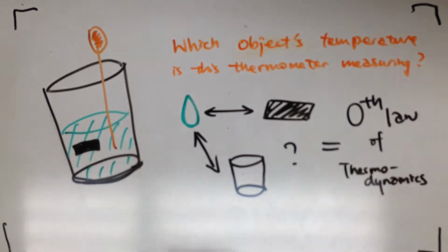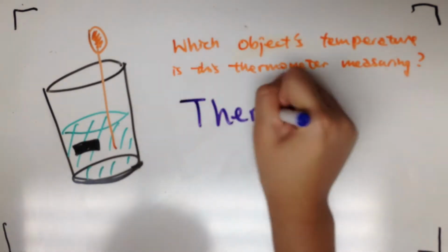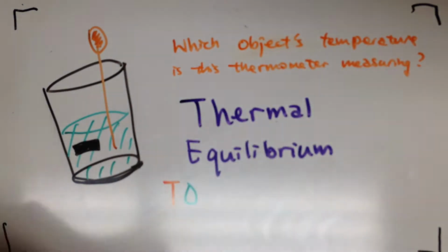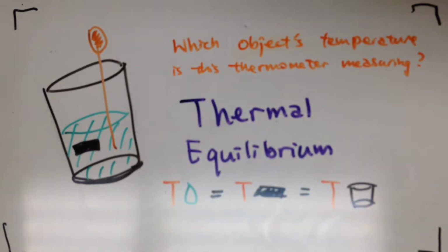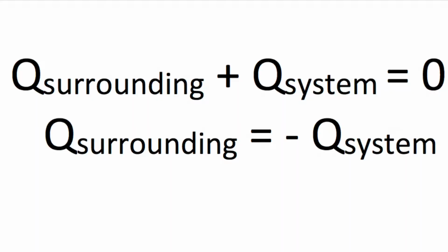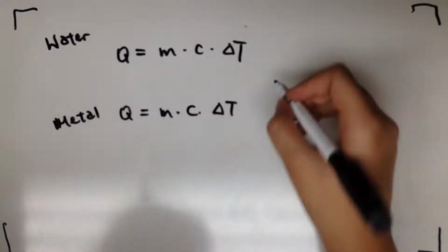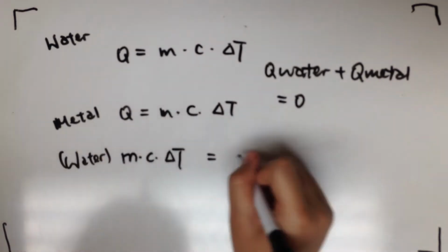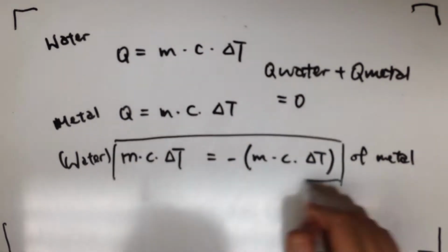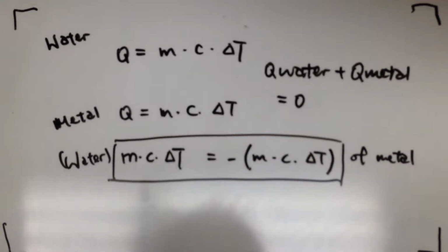This refers to the 0th law of thermodynamics, thermal equilibrium. This means that the temperatures of these 3 objects are the same, reaching thermal equilibrium. With the understanding of thermal equilibrium, we know that Q surrounding plus Q system equals 0, so therefore Q surrounding equals negative Q system. So in this case of the metal boiling lab, Q water plus Q metal equals 0. So we can set up an equation with both sides equal, with Q water equals negative Q metal.